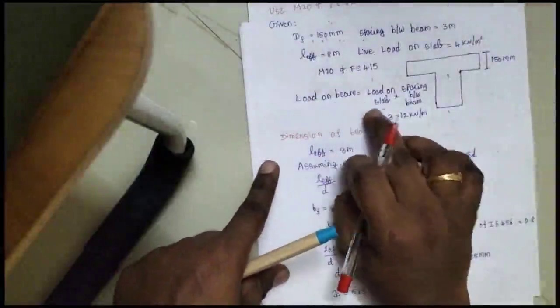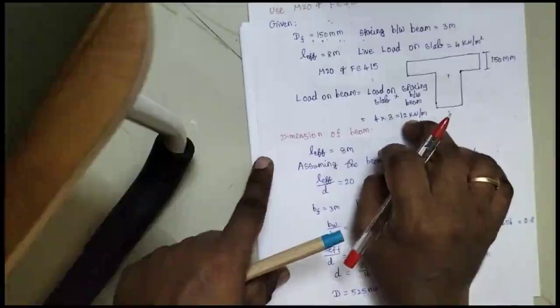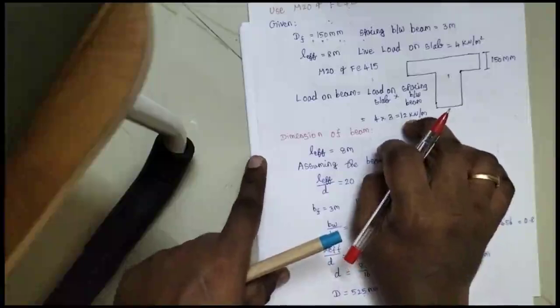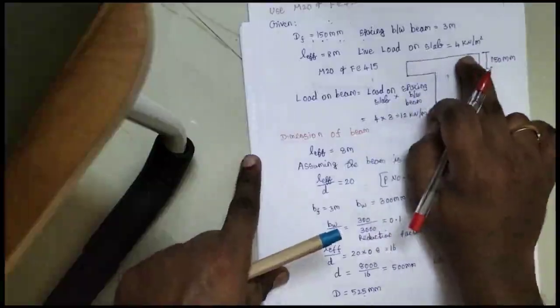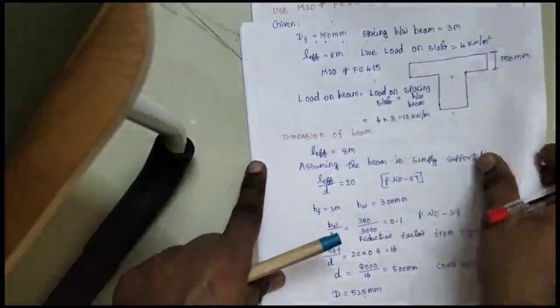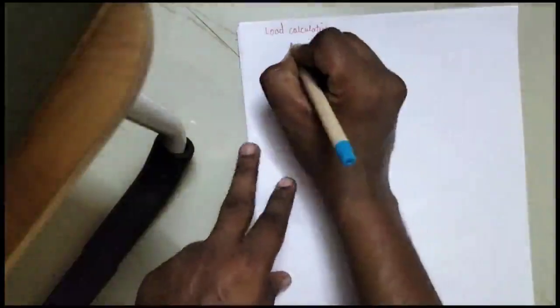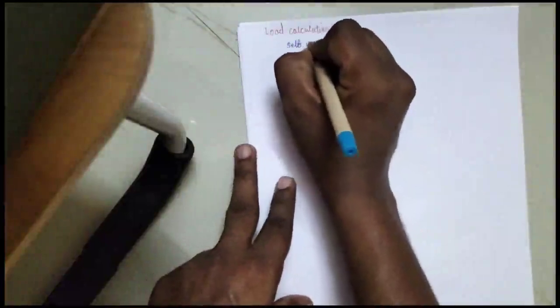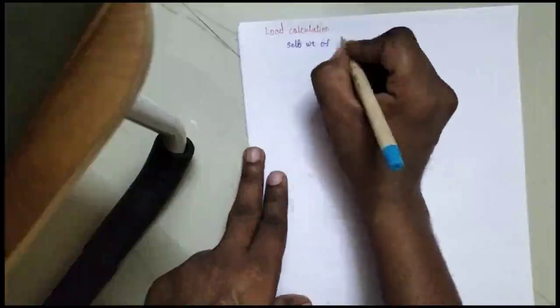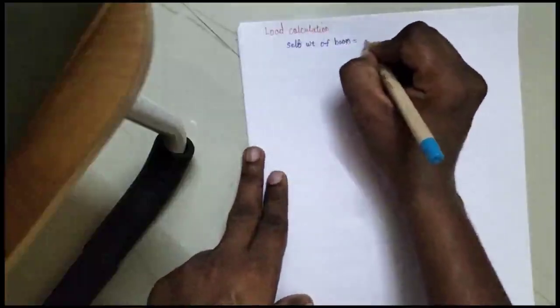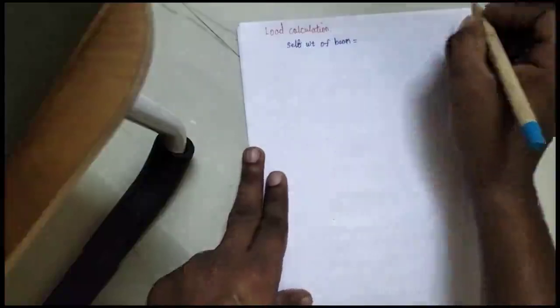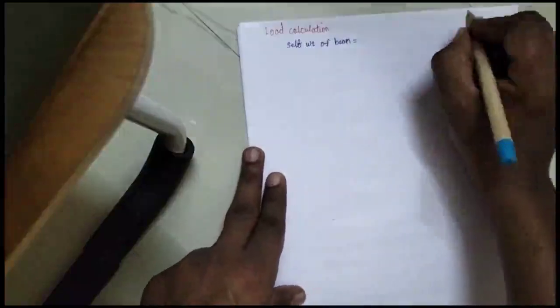Here if you see, we have already calculated the live load on the beam as 12 kilonewton per meter. We need to calculate the dead load of the beam, and we also need to consider the dead load of this web in our problem. So we need to calculate the dead load, that is self weight of beam and self weight of slab. First I am going to calculate the self weight of beam. I have assumed that the overall depth of my beam is 525 mm.